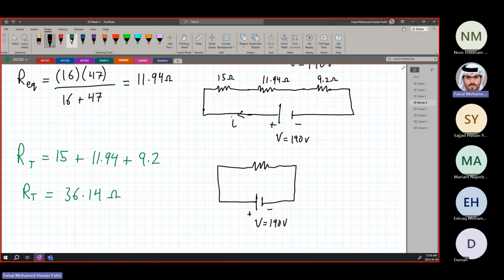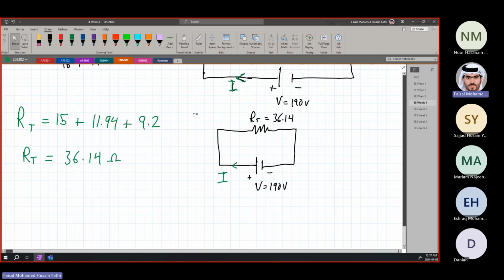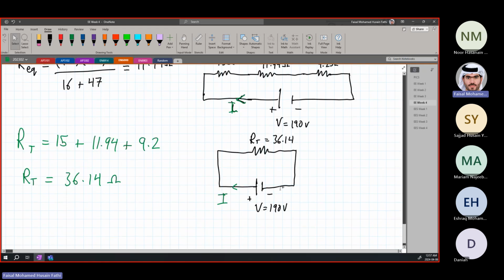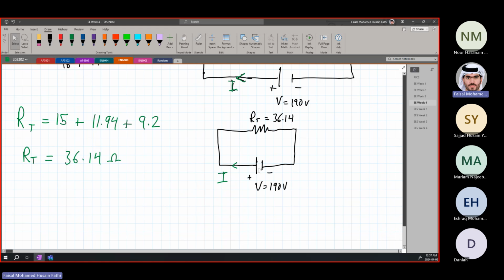Okay, and we have this current I. The same current I, which is not given. Okay. We have the R total, which is equal to 36.14. If you notice now, the same current I here didn't change. It's the same place. It's the same current. We can find it across the total current from this circuit. Right? We have voltage, we have the resistance, but we need to find the current. So we simply apply V is equal to I R.